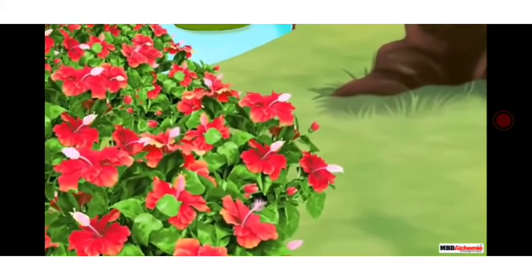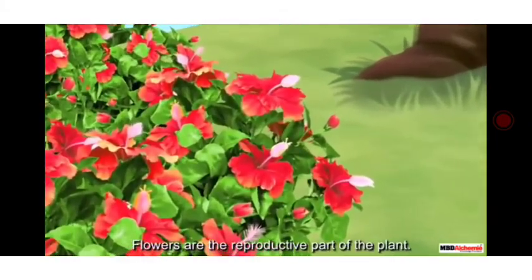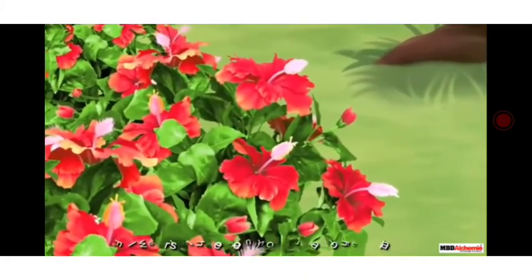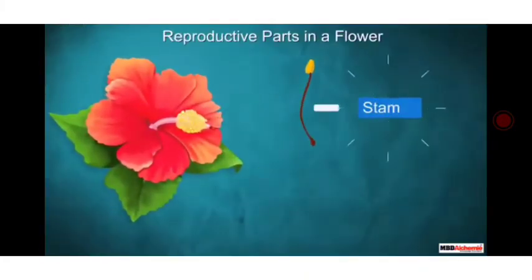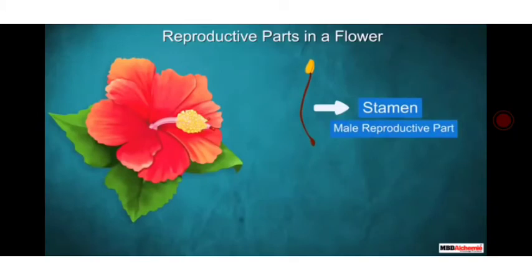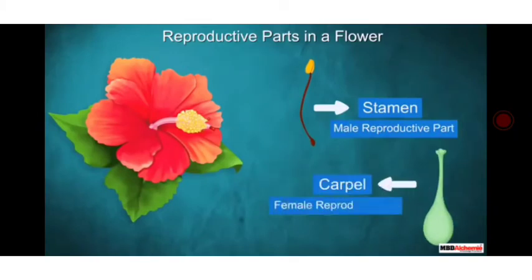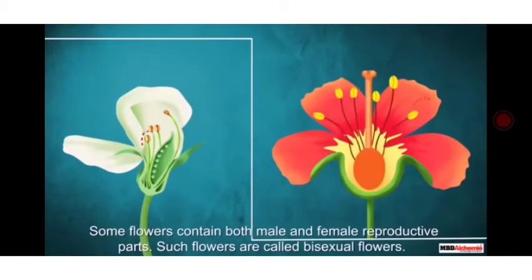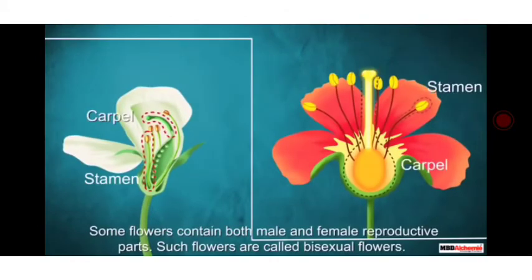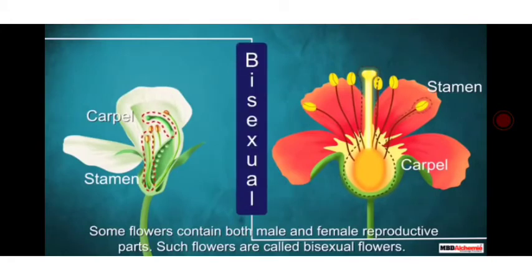Flowers are considered the reproductive parts of the plant. Let us learn the reproductive parts in a flower. The stamen is the male reproductive part and the carpel is the female reproductive part. Some flowers contain both male and female reproductive parts. Such flowers are called bisexual flowers.